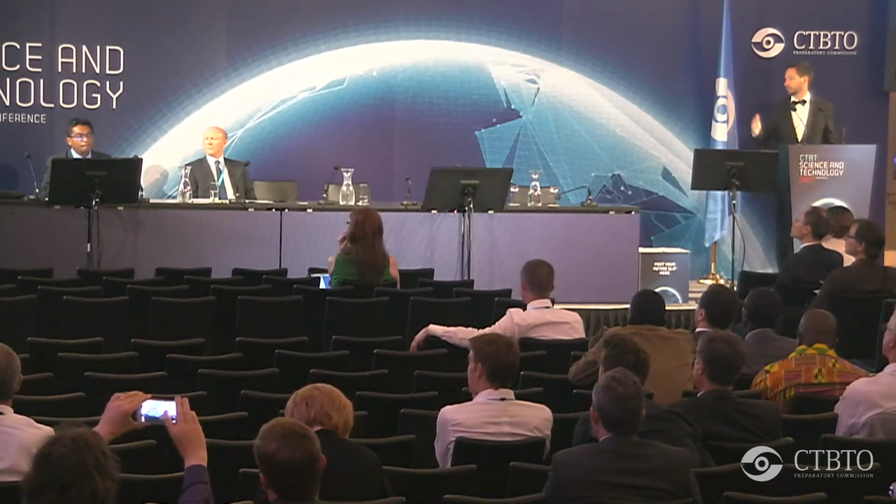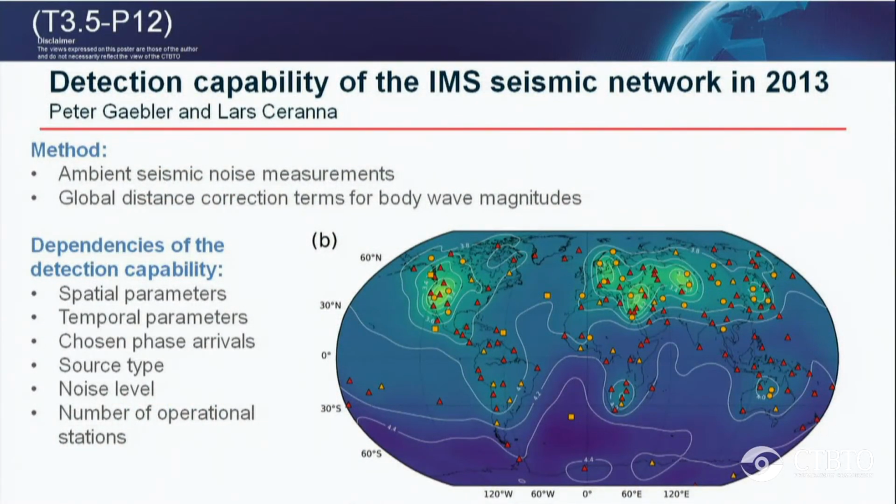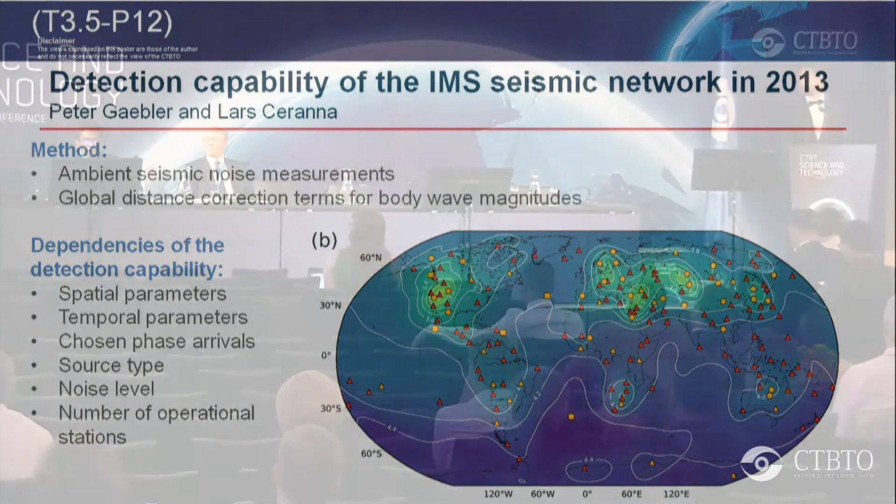Our poster gives an estimation of the global detection capability of the IMS seismic network in 2013. The method is based on measurements of the ambient seismic noise field at the individual IMS stations, as well as global distance correction terms for body wave magnitudes that are calculated with the seismic reflectivity method. Of course, as already mentioned in the panel discussion earlier this day, there have been plenty of studies and publications on the topic of detection capability estimation. But nevertheless, we try to give some more information about dependencies of the detection capability, in particular about spatial parameters, temporal parameters, and many other parameters. So for more information, come see my poster.